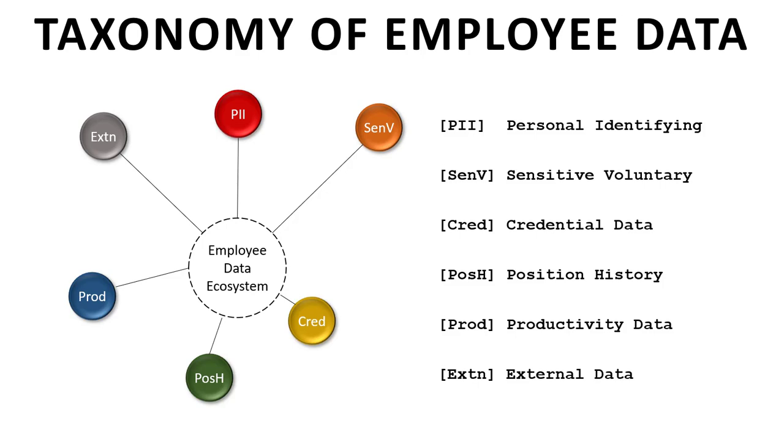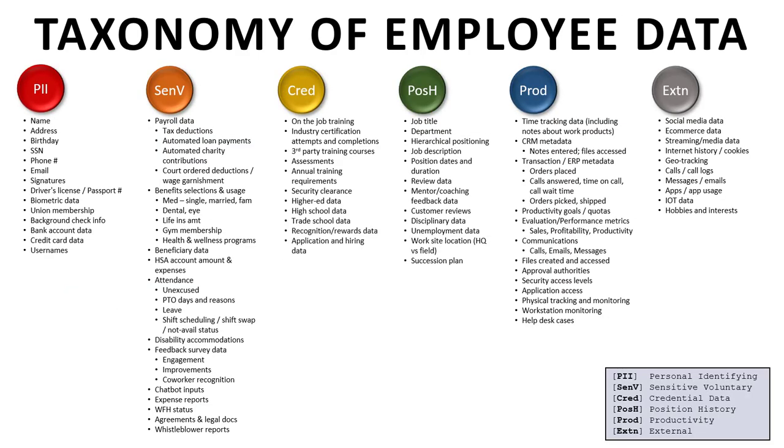This compelled me to identify a taxonomy of employee data, which is basically just a fancy way of grouping employee data into different categories. I'll go in depth in these categories in a minute, but basically there are 6 categories that most employee data falls into: personal identifying information, sensitive voluntary information, credential data, position history data, productivity data, and external data. All right, let's dive in a little deeper on these categories.